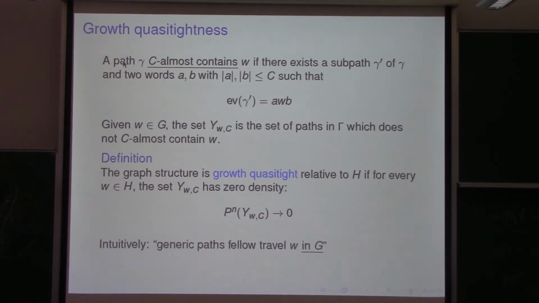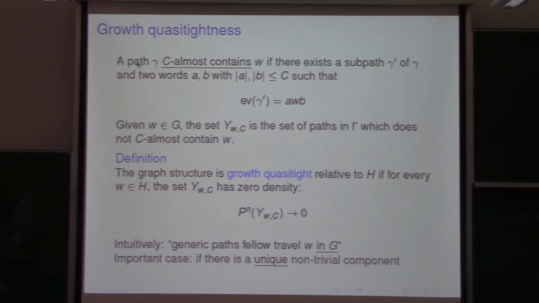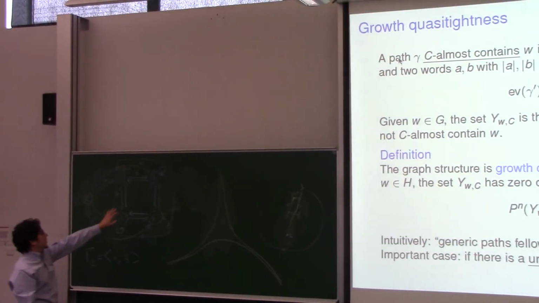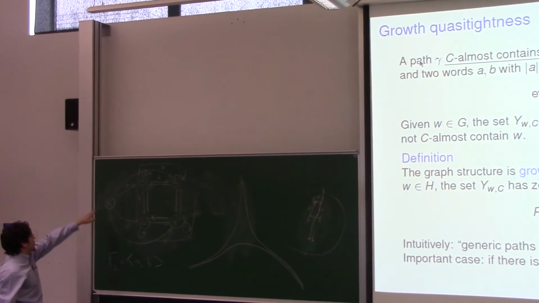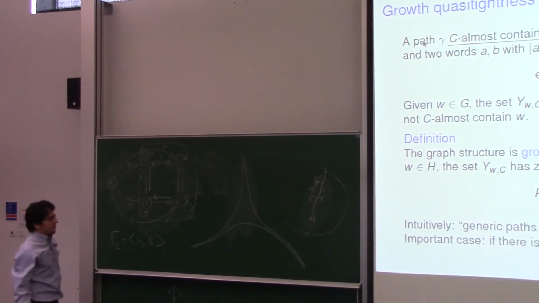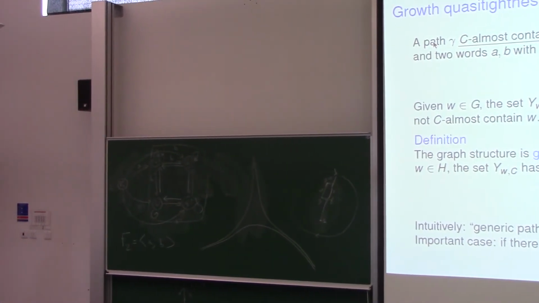And in particular, this might be a slightly complicated condition, but a very simple case where it holds is where there's only one non-trivial component in your graph. Non-trivial means a component which contains at least one loop. So for instance, in this case you have a subgraph which is irreducible, and this is the unique irreducible component, and then you just have finitely many things which go into that. This would be one example of such a thing.